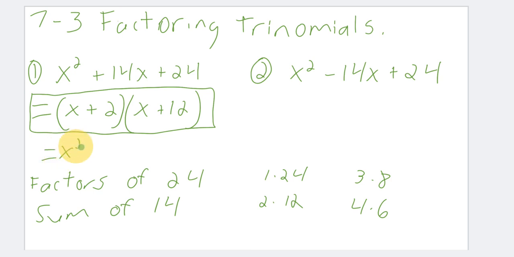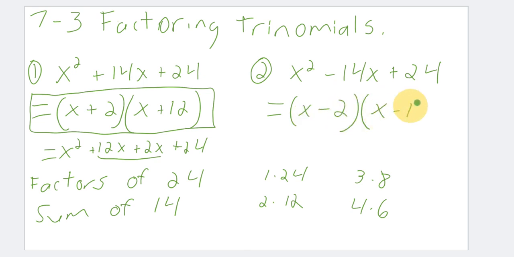If you multiply that out, you get x squared plus 12x plus 2x plus 24. Right there's your 14x. All right. But on number 2, we're trying to get a negative 14 there. So you're just going to switch it around and make it x minus 2 times x minus 12. Because, again, when you multiply it out, you're still going to get x squared, but then you have minus 12x minus 2x, but then on the end you have negative 2 times negative 12. It's still going to give you that positive 24.